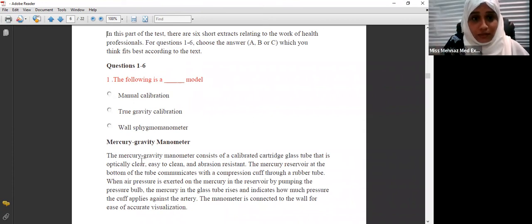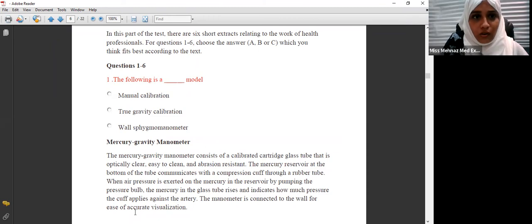The text says the mercury gravity manometer consists of a calibrated cartridge gas tube that is optically clear, easy to clean, and abrasion resistant. The mercury receiver at the top of the tube communicates with the compression cuff through a rubber tube. When pressure is exerted on the mercury in the reservoir by pumping the pressure bulb, the mercury in the glass rises and indicates how much pressure the cuff applies against the artery. The manometer is connected to the wall for ease of accurate visualization. So this is what the text says.